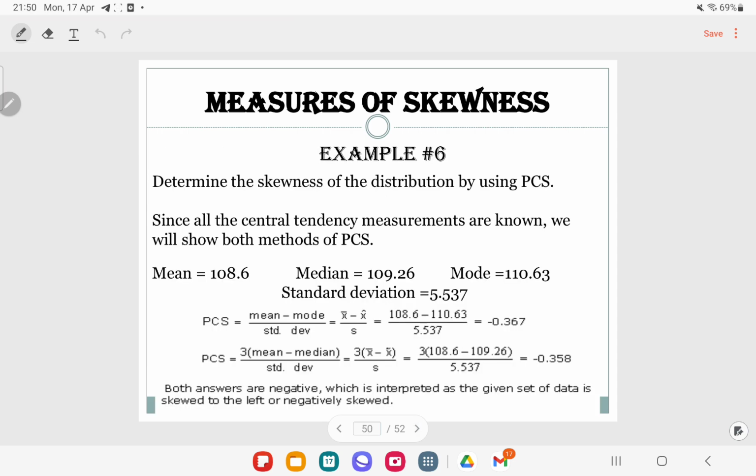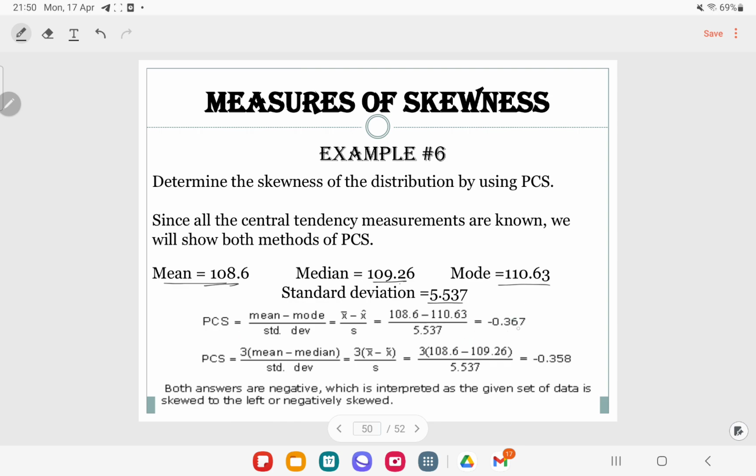Okay, for example here, since we already calculated the numerical measures, the measures of central tendency, we have the mean, the median, and also the mode value. And then next is the standard deviation value. Then you plug them into the formula.